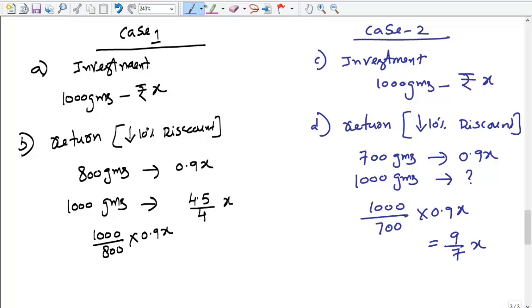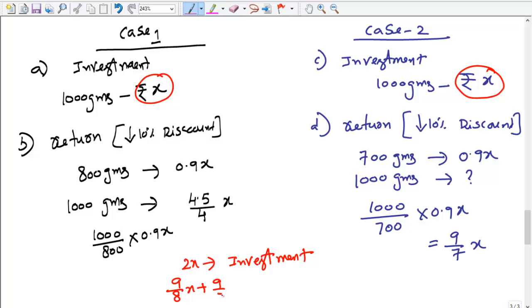So the total investment is x plus x. That is 2x is the investment. What is written? That is 4.5 by 4, that is 9 by 8x plus 9 by 7x. That is the return.